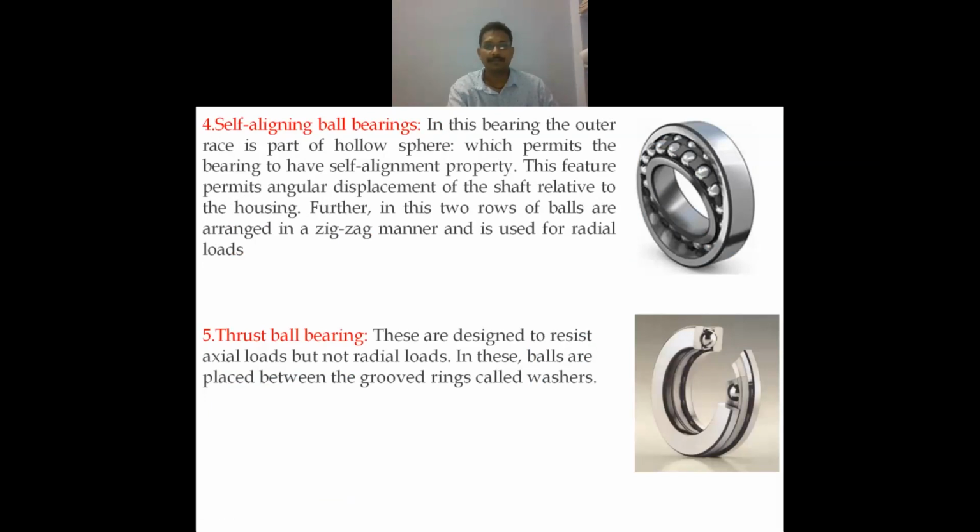Self-aligning ball bearing. In this bearing, the outer race is a part of a sphere which permits the bearing to have self-alignment property. This feature permits angular displacement of the shaft relative to the housing. Further, two rows of balls are arranged in zigzag manner and it is used for radial loads. Here you can find the self-aligning ball bearing which permits the shaft to self-align.